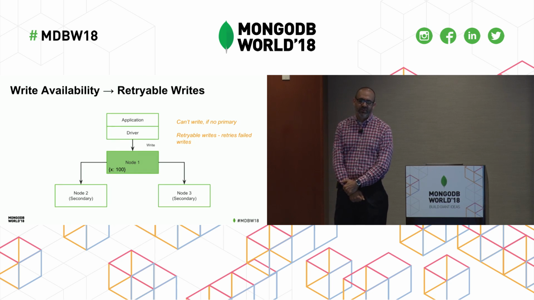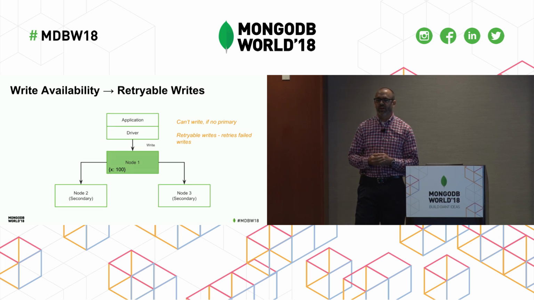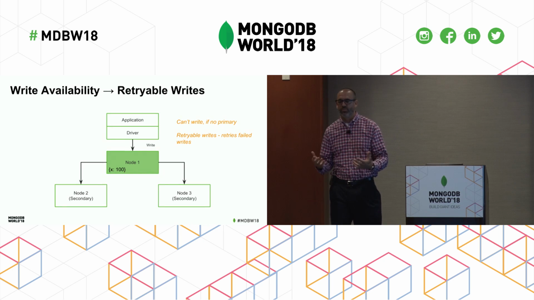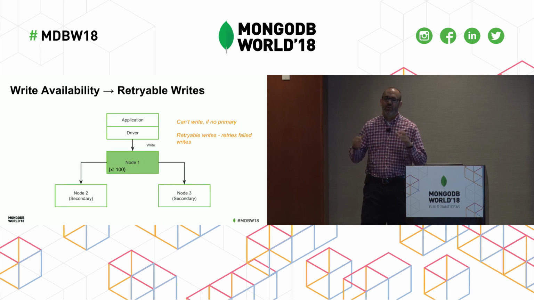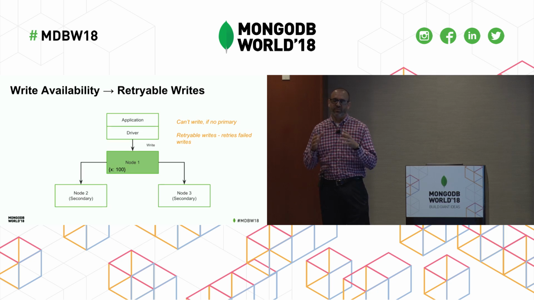Similarly with writes, if you're trying to write to a replica set and a failover is occurring and there's no primary, you can't write. In MongoDB, in order to ensure consistency, we only allow you to write to the primary. And there's nothing you can do about that, because consistency in MongoDB is of the utmost importance.